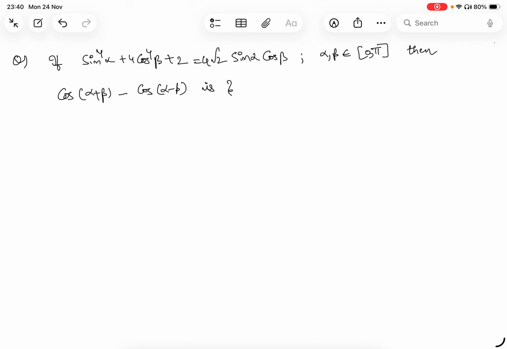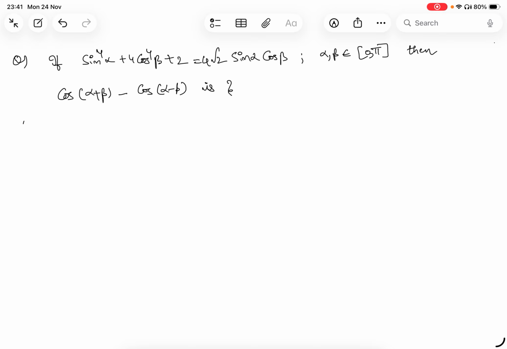If sin⁴α + 4cos⁴β + 2 = 4√2 sinα cosβ, where α, β belong to (0, π), then find cos(α+β) − cos(α−β). Fine.